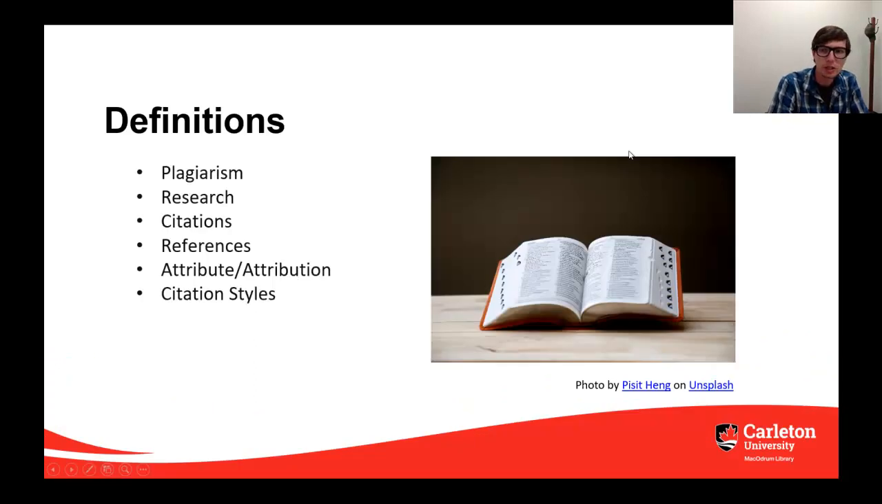So in this module, we're going to look at some of these key definitions. We're going to look at plagiarism. We're going to look at research, citations, references, attribute or attribution, as well as citation styles.